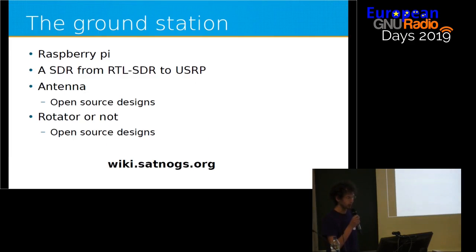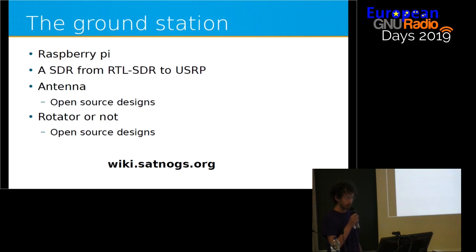So the ground station is made with a Raspberry Pi and an SDR. You can also use a higher-end SDR, for example, a USRP. You will also need an antenna. On our website, we provide open source designs of different antennas that are well designed for this purpose. We also provide a rotator design, which we can have a look at in the entrance.